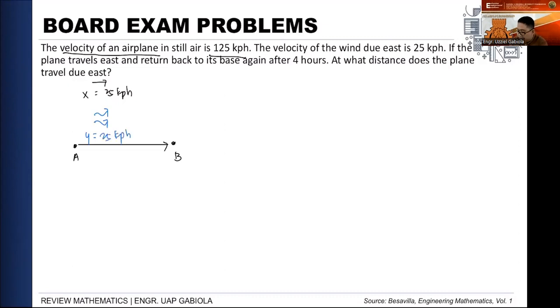Okay? Nag-travel pa east and then bumalik sa base, no? So ibig sabihin, nag-travel mula dito, papunta dito and then pabalik. Okay? So ibig sabihin nagdalawang trip siya. So sabihin kailangan natin ng condition from A to B and B to A. Okay? At what distance does the plane travel due east? Okay, so kung ito yung ating distance na S, ayan.